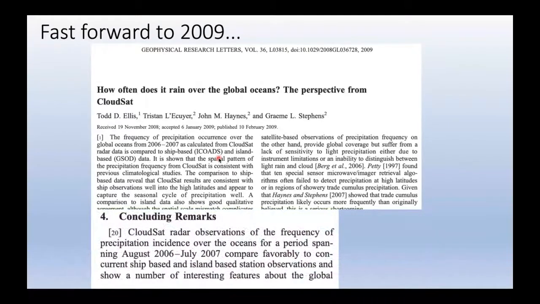And what they found, just pulling from the concluding remarks, is that the CloudSat radar observations compare favorably to concurrent ship-based and island-based observations of the occurrence of precipitation. So it largely corroborated the very high precipitation frequencies that I found at those high latitudes, and that was gratifying because this was truly the first independent validation of that analysis.